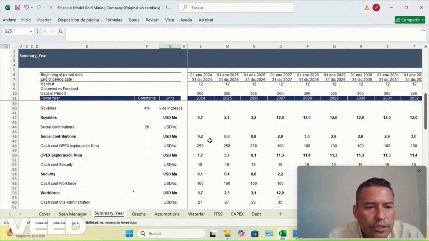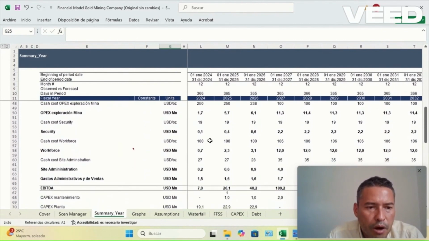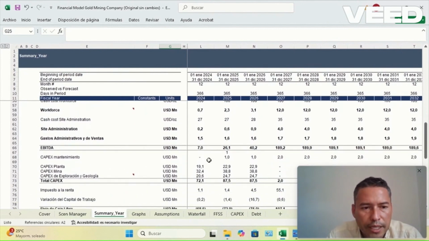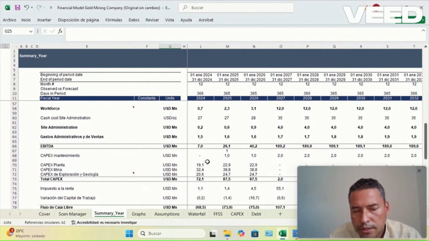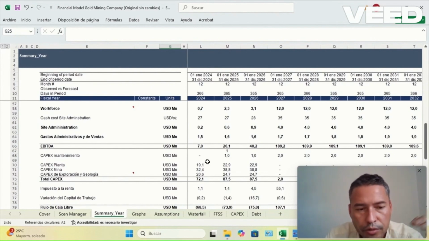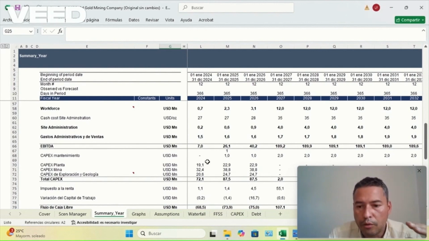And then you will find royalties and social contributions, some of the OPEX, security costs, workforce costs, some costs related to site administration. So this model works based on an amount of US dollars per each ton that you produce or per each ounce that you produce. This gives you an approach about an average of how much this group of costs the company, and then you can have a margin around this production.